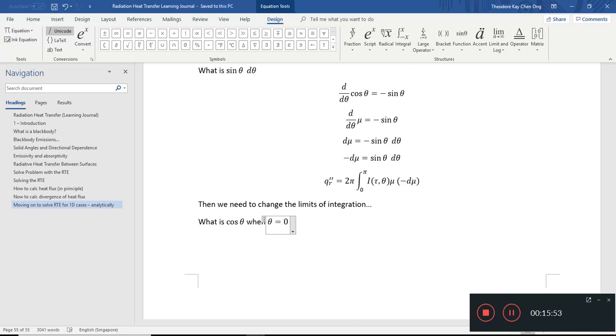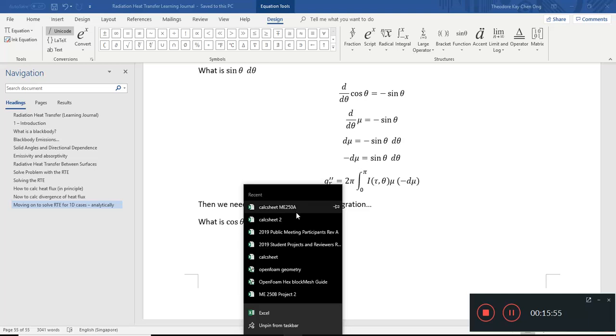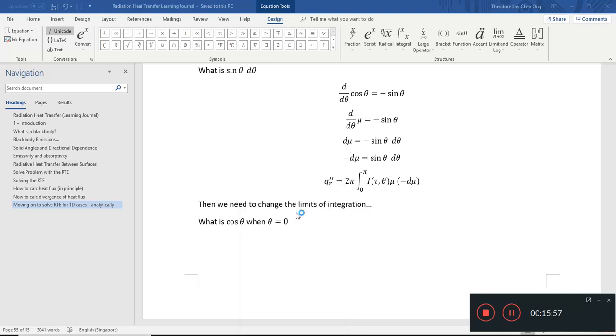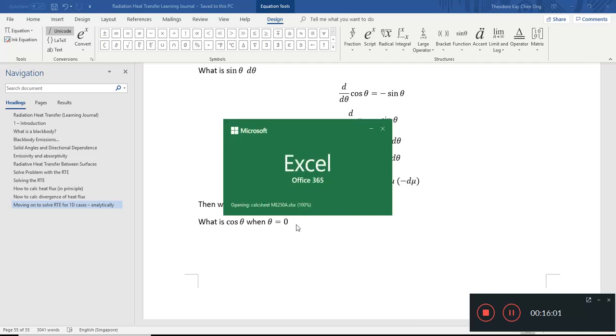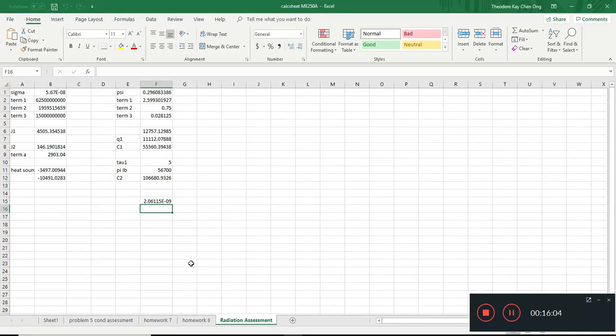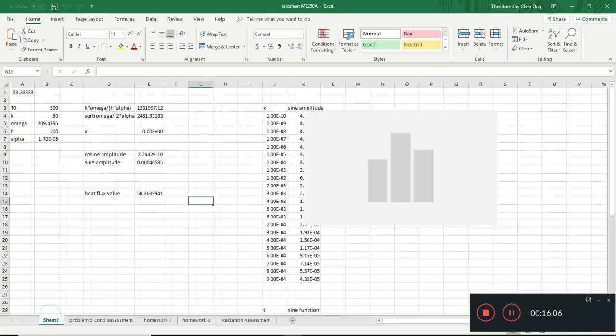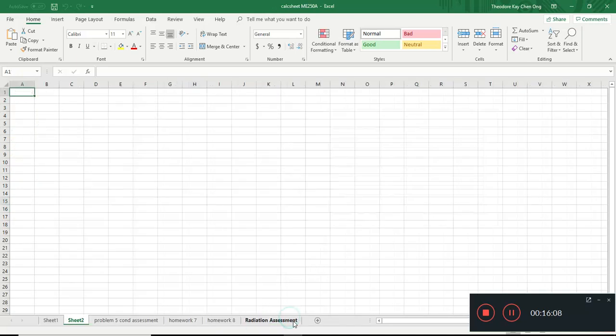Okay, so I'm just going to open a random Excel sheet. Okay, let me delete all of this. That was my old homework, but whatever.